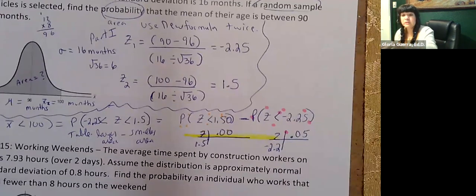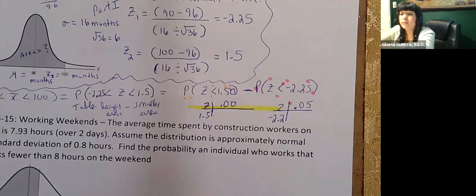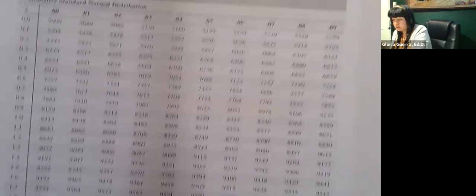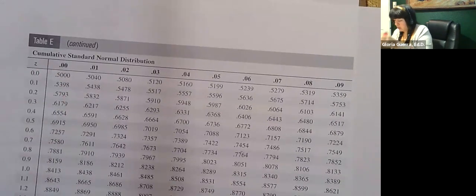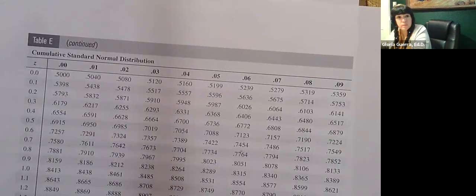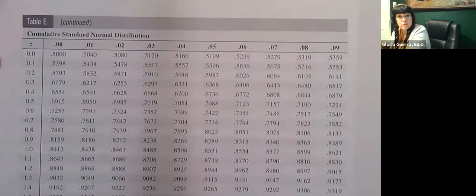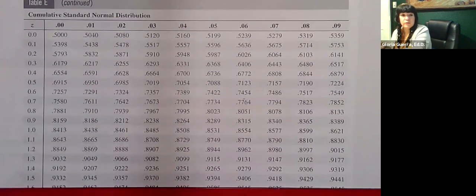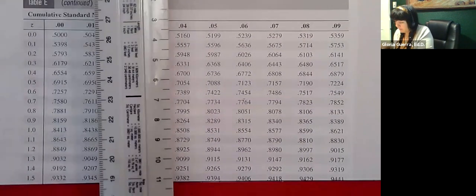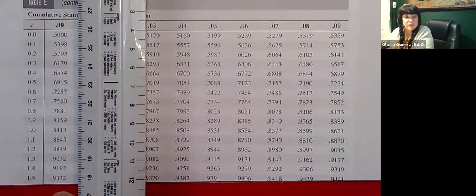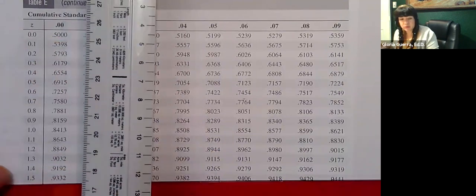So when I look them up on the table, I'm looking up 1.5. I'm on the positive side. So go to your positive table, look up 1.500. See 00 is here, and then 1.5. There's 1.5. See that 0.9332? 0.9332.